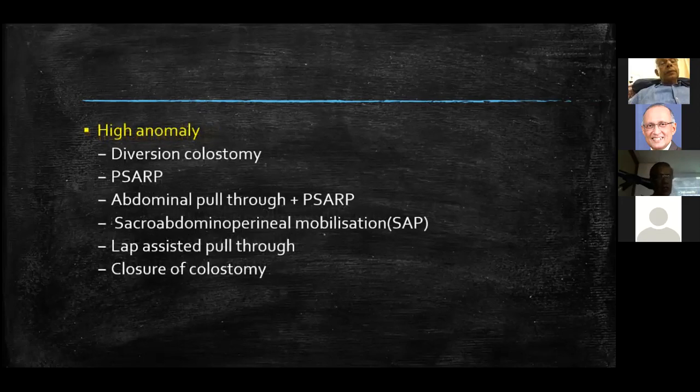High anomaly, same. Diversion colostomy first, then followed by PSARP or abdominal pull-through and PSARP. Then the other version is sacroabdominoperitoneal mobilization or SAP. And here also you mention lap-assisted pull-through. And finally, closure of the colostomy.